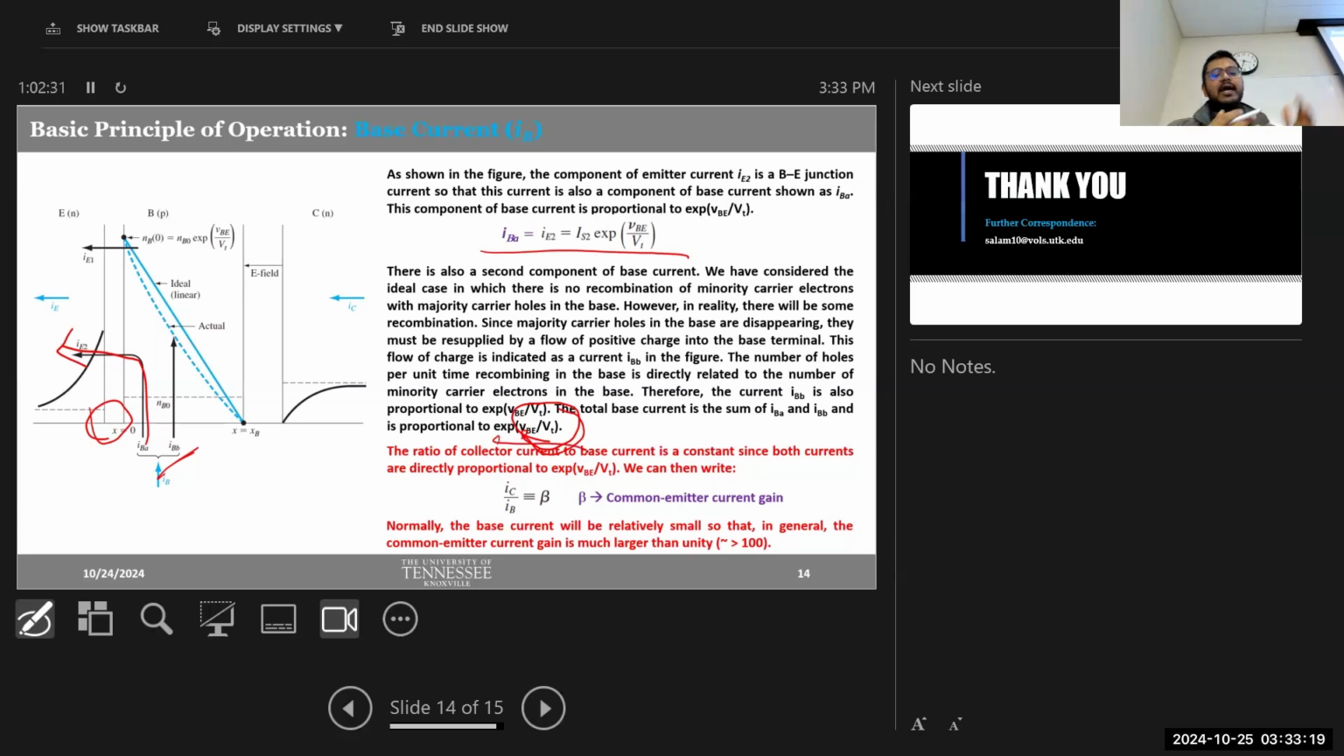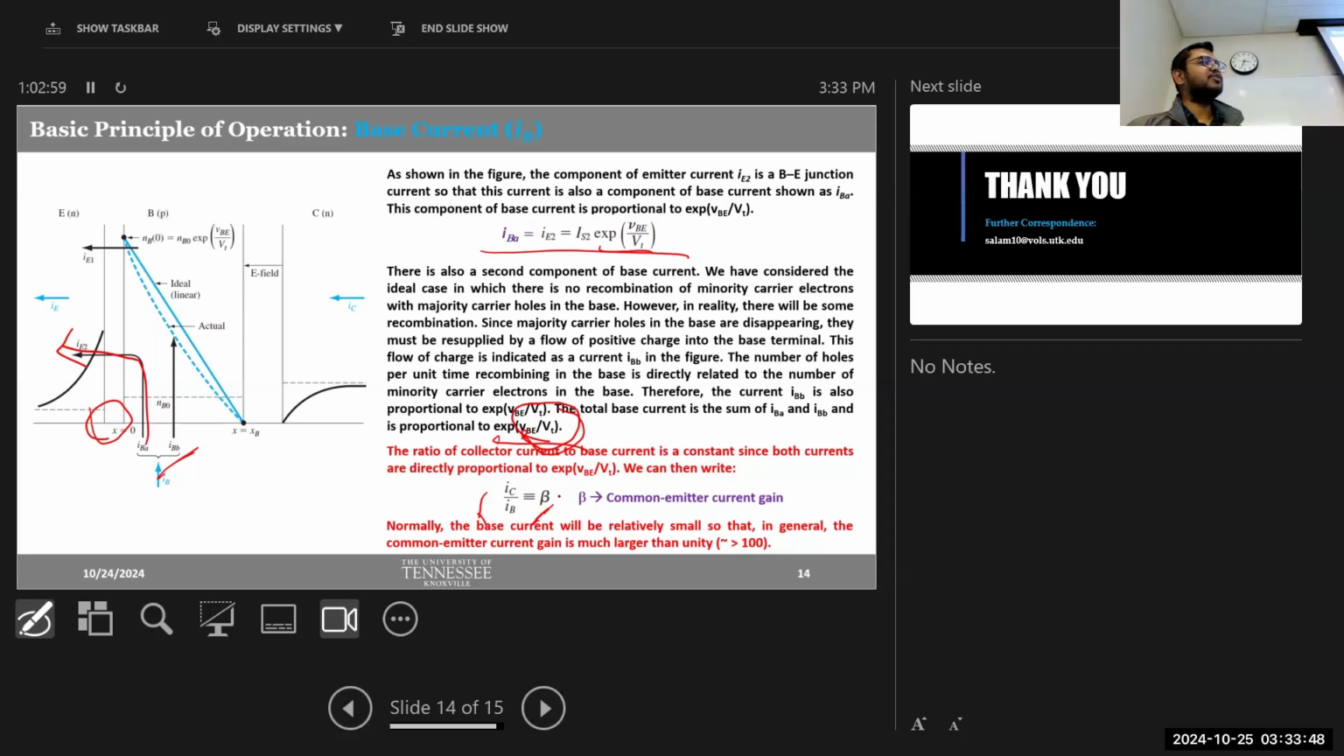So again, if you add these two IB terms, we will get the total base current. And both of these have an exponential relation with the base emitter voltage. Now, if we do the same thing, if we take the ratio between collector current and base current, this exponential term will cancel out, right? And we'll have a ratio of two constants. And we have this parameter named the beta parameter.